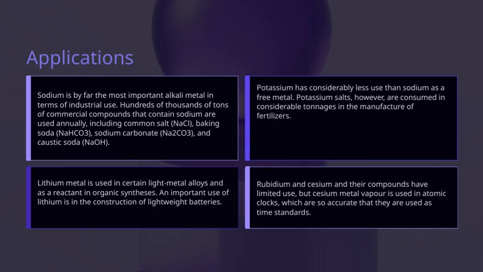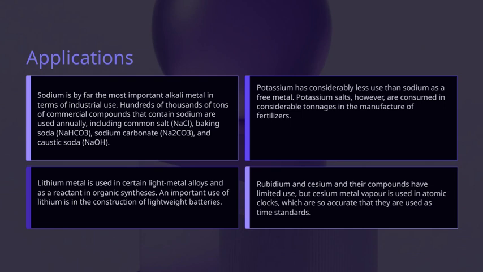Rubidium and cesium, along with their compounds, have relatively limited applications. However, cesium metal vapor is quite important because it's used in atomic clocks. These clocks are incredibly precise, so much so that they serve as the official time standards worldwide. Moving on to potassium, it's less commonly used as a free metal compared to sodium. But potassium salts are actually produced in large quantities for fertilizer manufacturing, which is essential for agriculture.